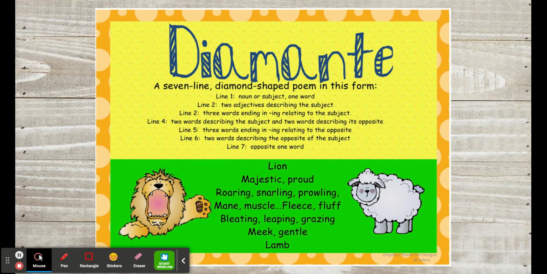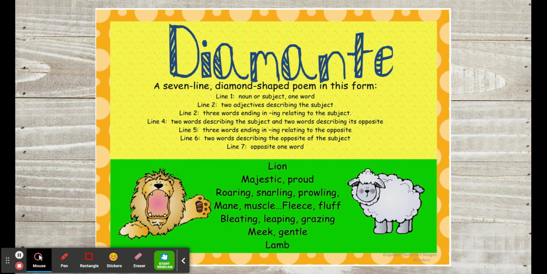Line 4 has 2 words that describe the subject and then 2 words that describe its opposite. And those words should be nouns. And then line 5 has 3 words that end in ing that relate to the opposite. Line 6 has 2 words describing the opposite of the subject, so 2 nouns and then the opposite. So here's our example, and I'll walk you through it when it's your turn.